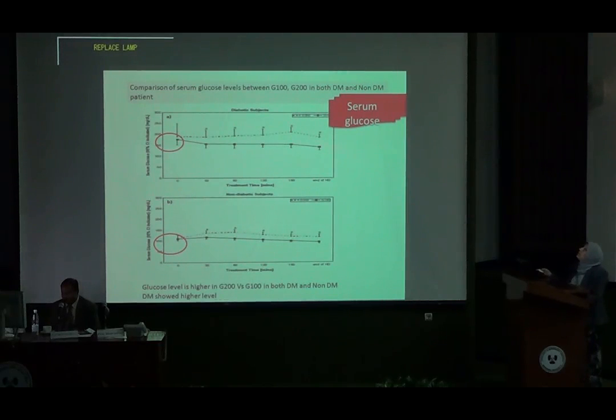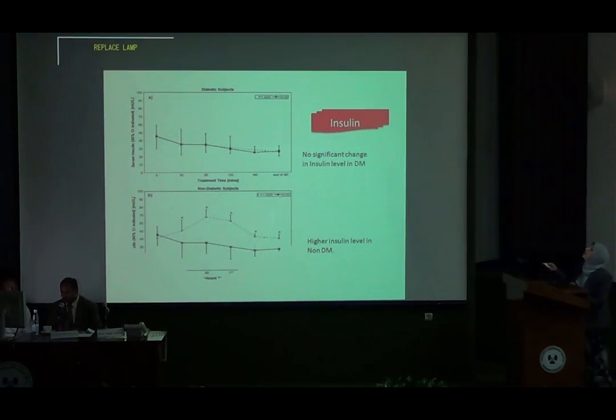As regards the blood glucose, this is the diabetic patient, and it shows that G200 gives significantly higher blood glucose than G100. This is a non-diabetic, also with significantly higher blood sugar in 200 than 100. But we know in diabetics we reach around 200 milligrams, but here we still have between 100 and 150. As regards insulin, in diabetics there is no change, but in non-diabetics there is significant hyperinsulinemia.